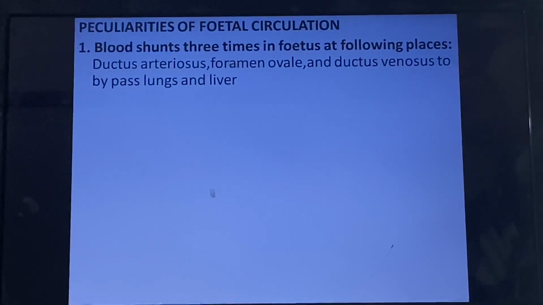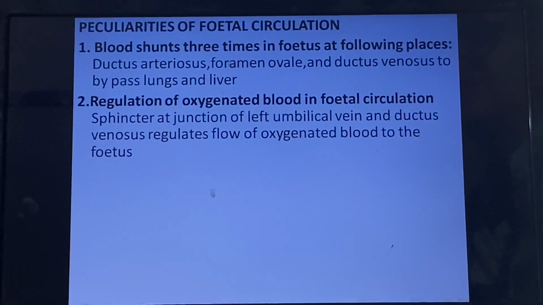Now, what are the different peculiar features of fetal circulation? Number 1, blood shunts 3 times in the fetus at the following places, that is ductus arteriosus, foramen ovale and ductus venosus, to bypass lungs and liver. Second is regulation of the oxygenated blood in fetal circulation. The sphincter at the junction of the left umbilical vein and ductus venosus regulates the flow of oxygenated blood to the fetus.